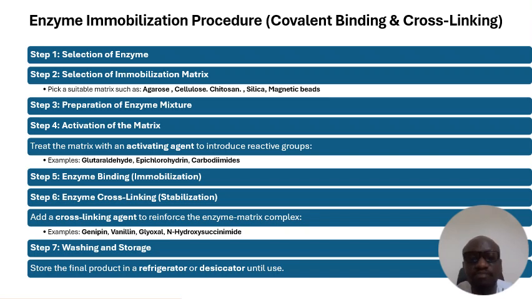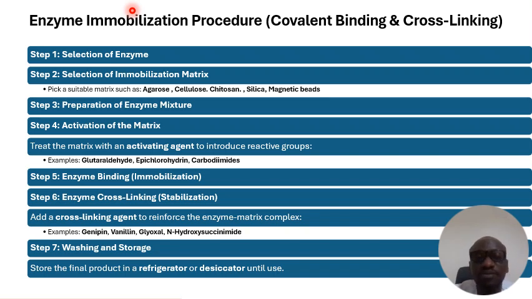In the procedure for enzyme immobilization using covalent bonding and cross-linking process, the procedure for enzyme immobilization technique involves, the first thing is selection of enzyme. For selecting enzyme, an individual chooses an enzyme that is based on his desired process. Different type of enzyme can be used, but you have to select your enzyme, and these enzymes are selected based on their stability, compatibility with the immobilization method to be used.